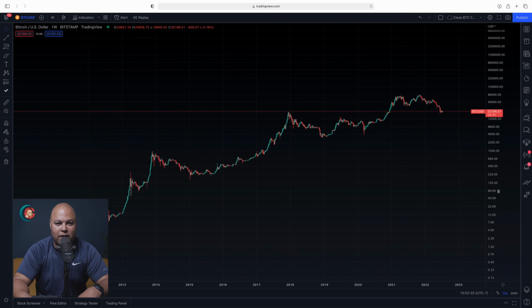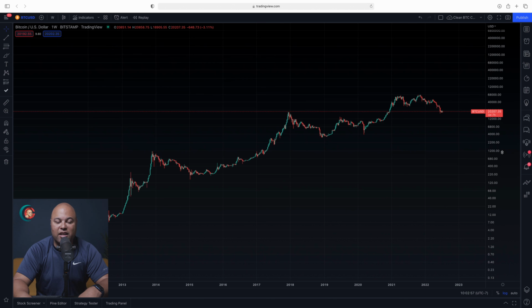Why is that? Well, you see $40 here. The distance between $40 and $120 is 300%. Likewise, the distance between $400 and $1,200 is 300%. So it's going to be roughly the same distance between $40 and $120 as it is between $400 and $1,200.